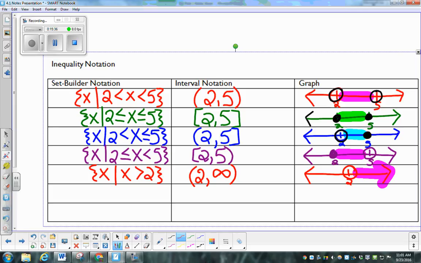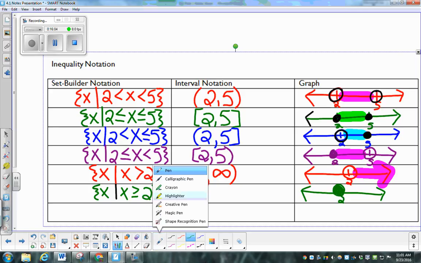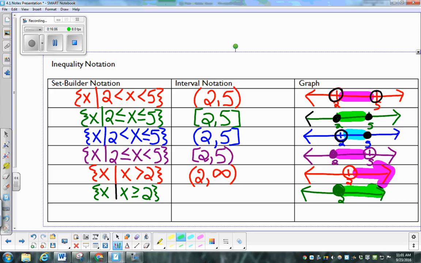All right, let's do 3 more that are kind of similar to that. So let's do now, what if x is greater than or equal to 2? All numbers x such that x is greater than or equal to 2. So if we do that on our graph, since x can reach 2, we color that circle in. So x can be 2. It's also anything greater than 2. So we're going to highlight everything on the greater than side.